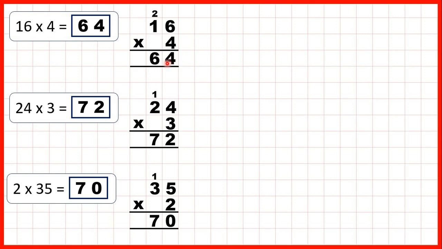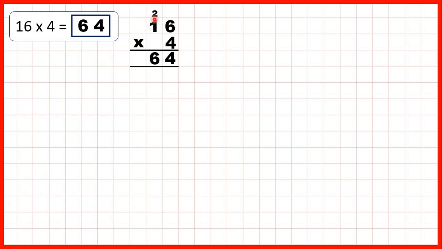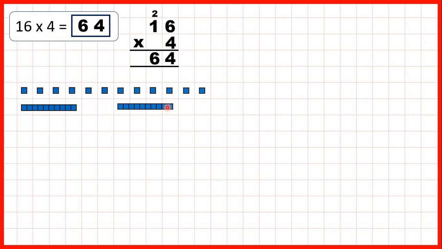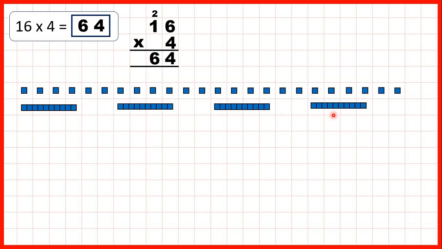So why, when we get a two-digit answer, do we write the first digit above the next place value column along? For our first question, we had 16 times 4. Now we can represent 16 with 1 ten and 6 ones. And because we're multiplying by 4, we can show 16 four times.